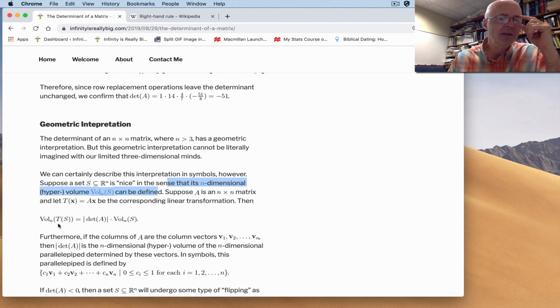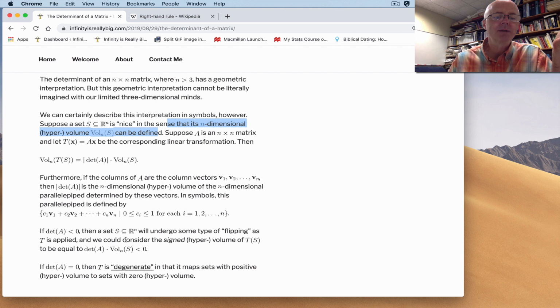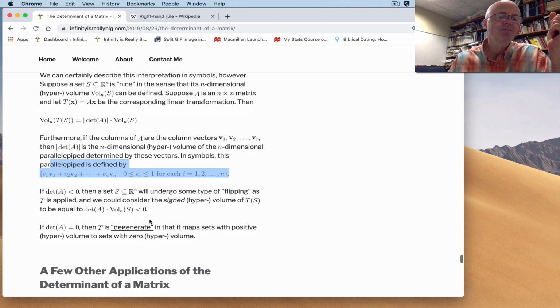The volume of the image, the n-dimensional hypervolume of the image, is the absolute value of the determinant of the matrix times the n-dimensional hypervolume of the original. And you can think of this in terms of signed hypervolumes, that gives you a negative answer when the determinant of the matrix is negative. The absolute value of the determinant is also the n-dimensional hypervolume of an n-dimensional parallelepiped, which you can't imagine, but it can be defined by this expression right there, the set of linear combinations of the vectors that are in the columns of the matrix.